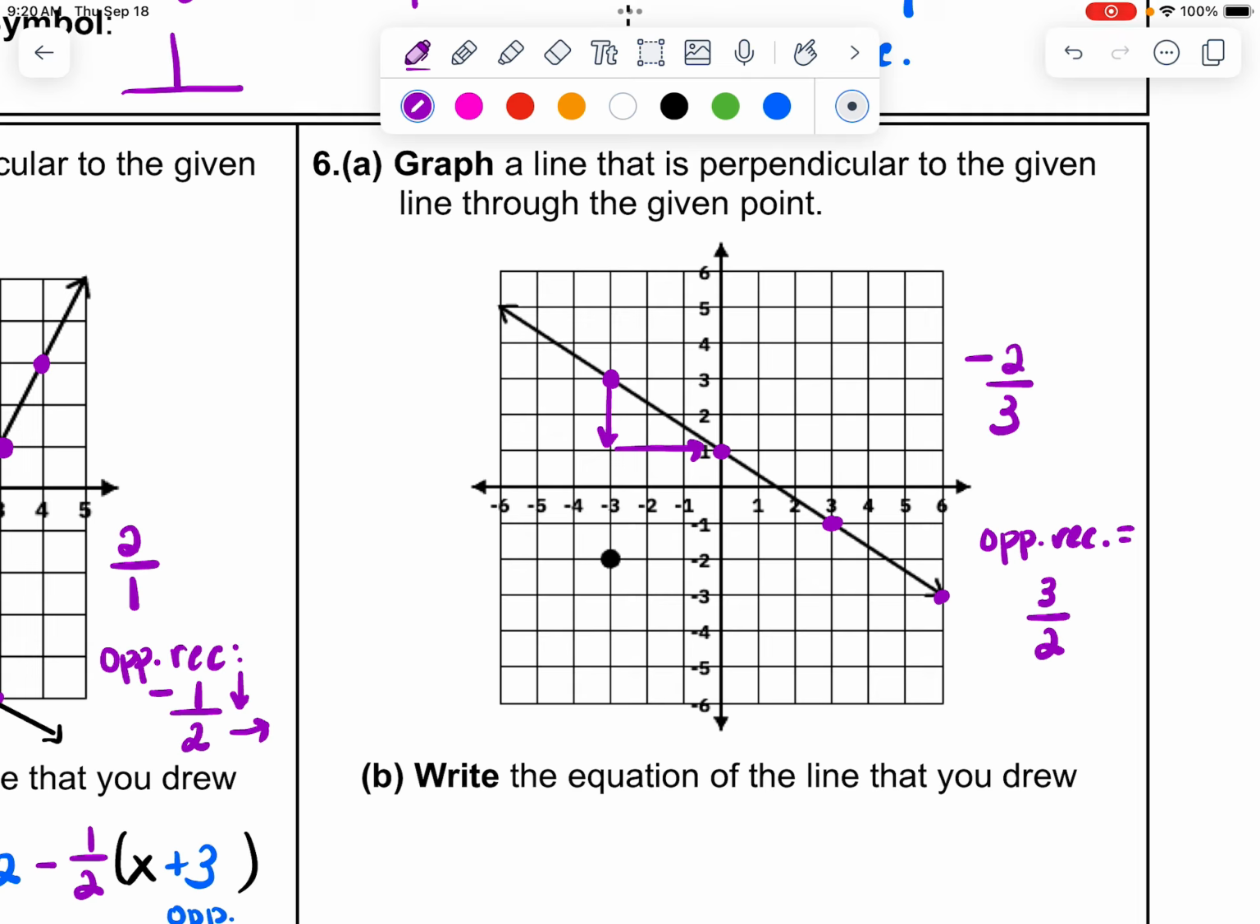For my new line that I'm going to draw, that means that instead of going down, I'm going to be going up 3, right 2. So if I go up 3, right 2, that's right here. Up 3, right 2. And then I could also go backwards and draw my nice straight line.